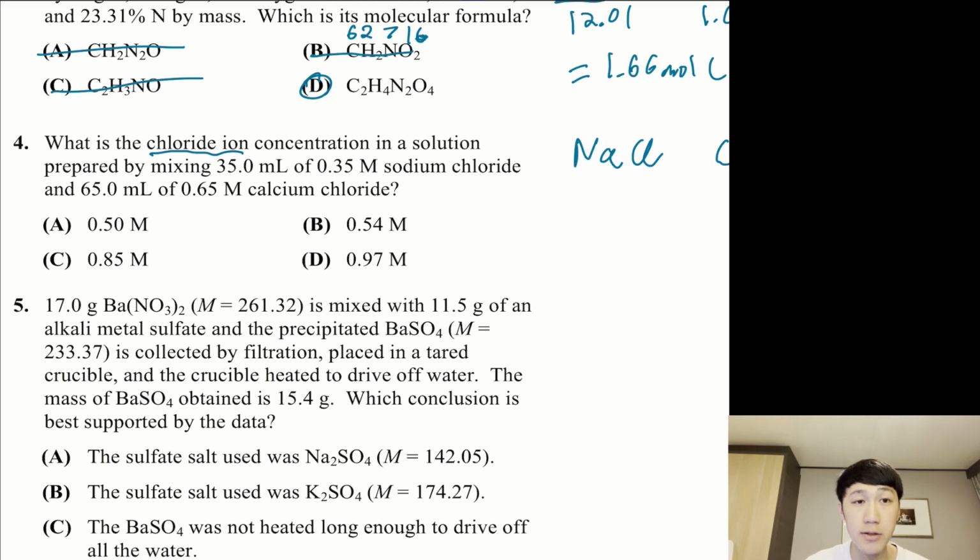Now, to figure out the total chloride ion concentration, we're going to figure out the total moles of chloride ion divided by the total liters of solution. In this case, it's actually going to be easier to work in millimoles and milliliters, but that's going to give us the same result because both of those units are divided by 1,000. So in effect, it's the same thing.